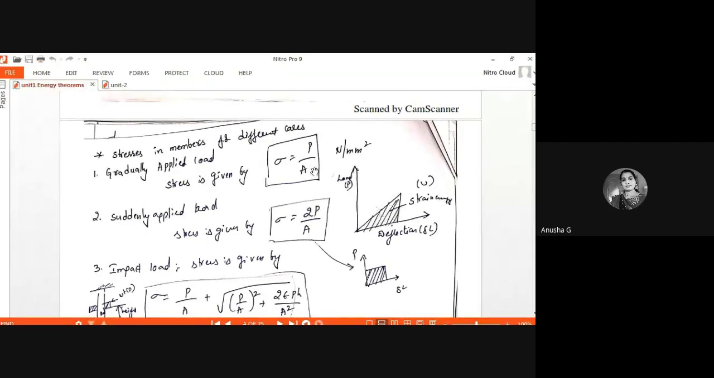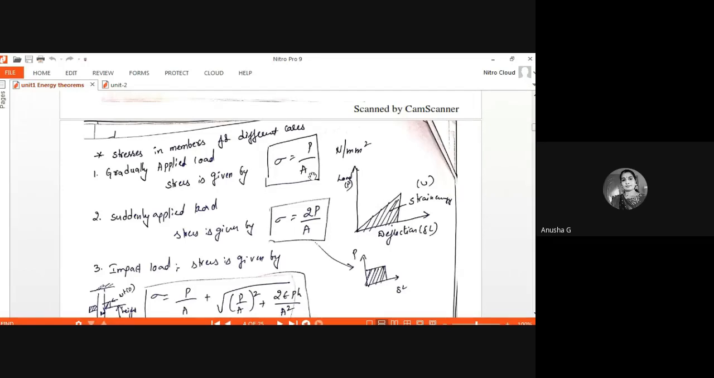For a gradually applied load, the load is applied as 1, 2, 3, 4 like that in kgs, and the deflection changes to 0.1, 0.2 like this. For the gradually applied load, the stress is given by sigma equals P by A. Whatever load is applied depends upon the particular area. So our gradually applied load stress is P by A.